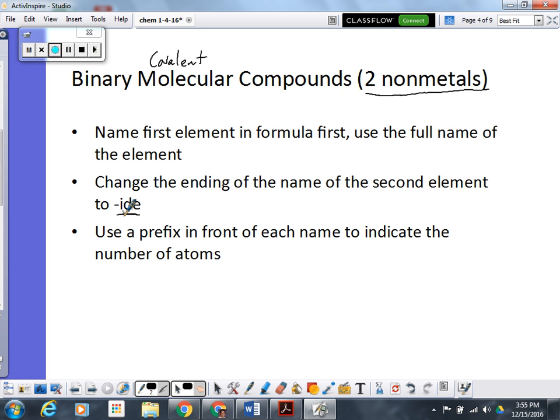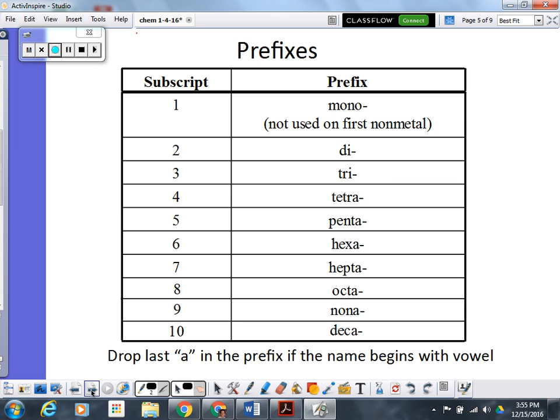These prefixes are the ones you use in geometry. Mono, di, tri, tetra, penta, hexa, hepta, octa, nona, deca. You will need to know these 10 prefixes and how many each one refers to. So let's run through a couple of examples of this real quick.